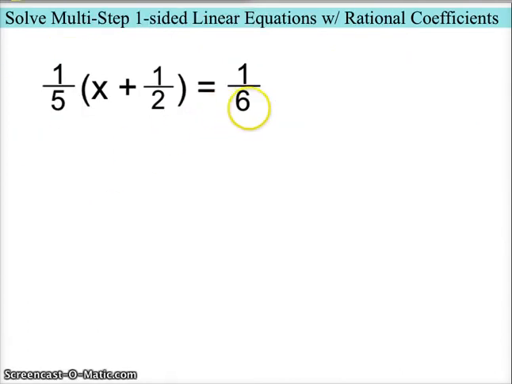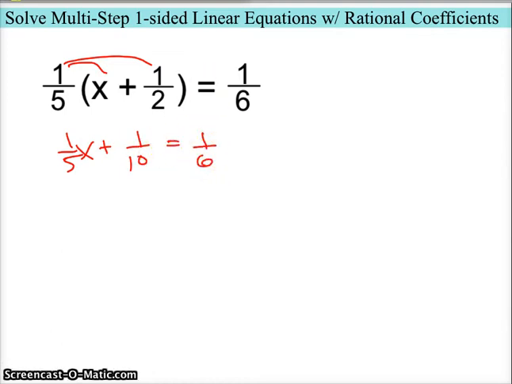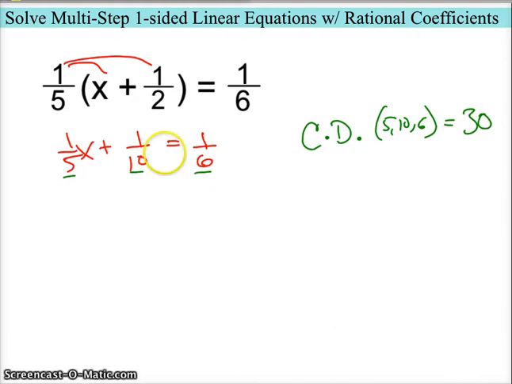Looking at the last two, with the distribution involved, I do find it a little bit easier to first distribute before trying to clear. So I'm going to distribute that 1/5 to give us 1/5 x plus 1/10 equaling 1/6. But now when I look at all the common denominators, we've got 5, 10, and 6. The common denominator between those three numbers of 5, 10, and 6 will be 30.